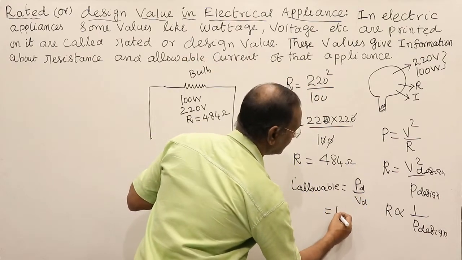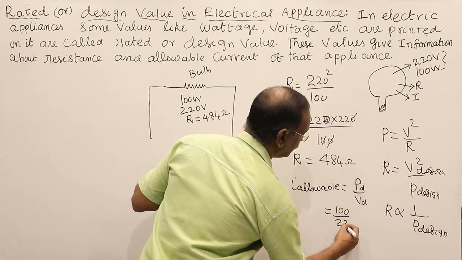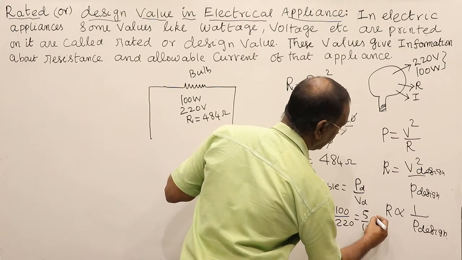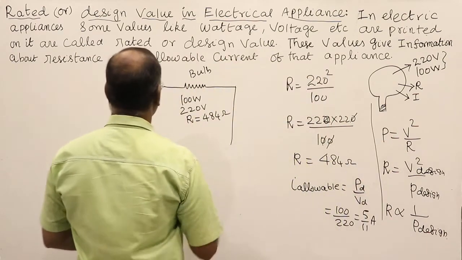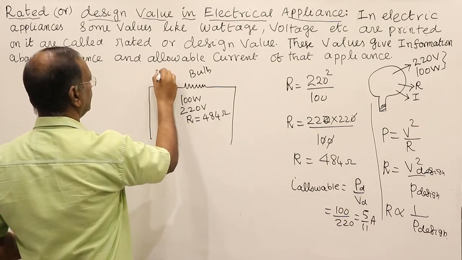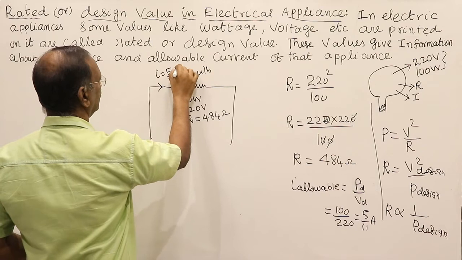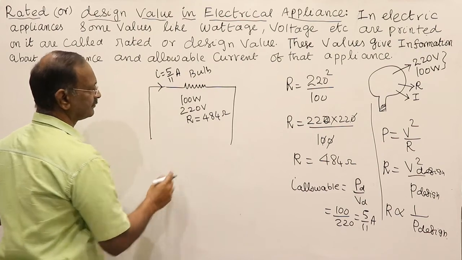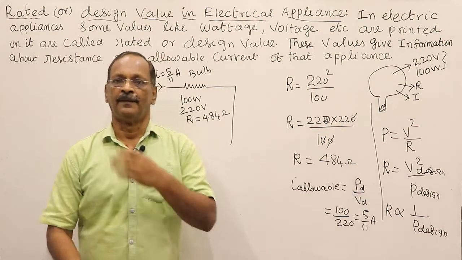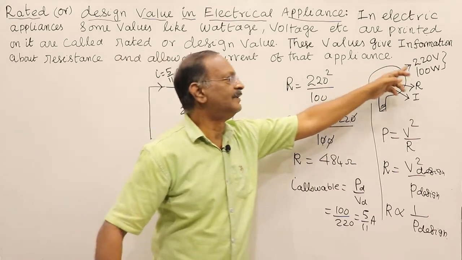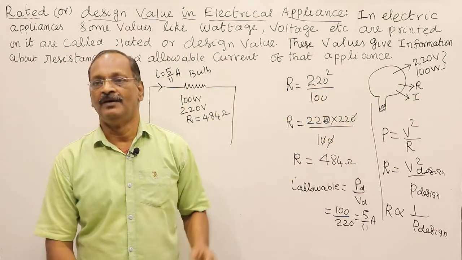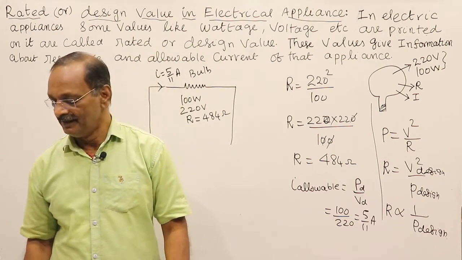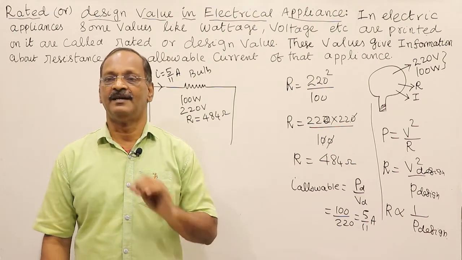What is the power design? 100 divided by 220, which is equal to 5 by 11 ampere. It means the maximum allowable current is 5 by 11 ampere. It cannot allow more than 5 by 11 ampere through it. So these values, the rated or design values, give information about resistance and allowable current. We must notice the allowable current means the current which the appliance can allow through it.